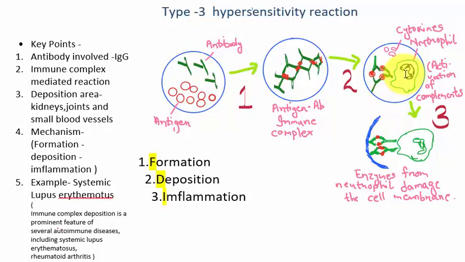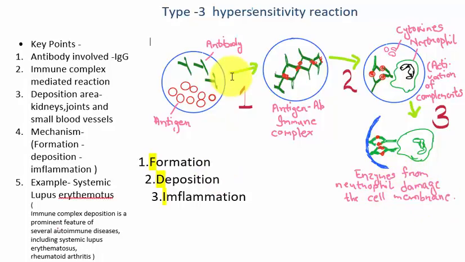After they are deposited in the wall of the endothelial cell, they attract the inflammatory cells such as neutrophil. The neutrophil then secretes the cytokines and activates the complement. So in the third step, the enzymes, particularly the lysosomal enzymes from the neutrophil, damage the cell surface.